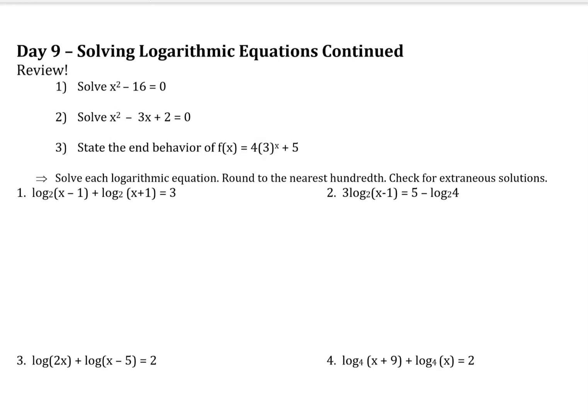Unit 10, Day 9, Solving Logarithmic Equations continued. This is Mr. McGough up in R12, and first we're going to go over a little bit of review.